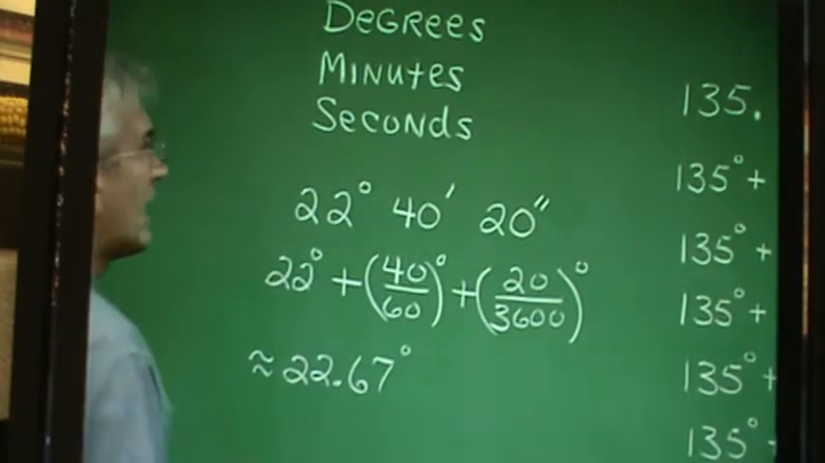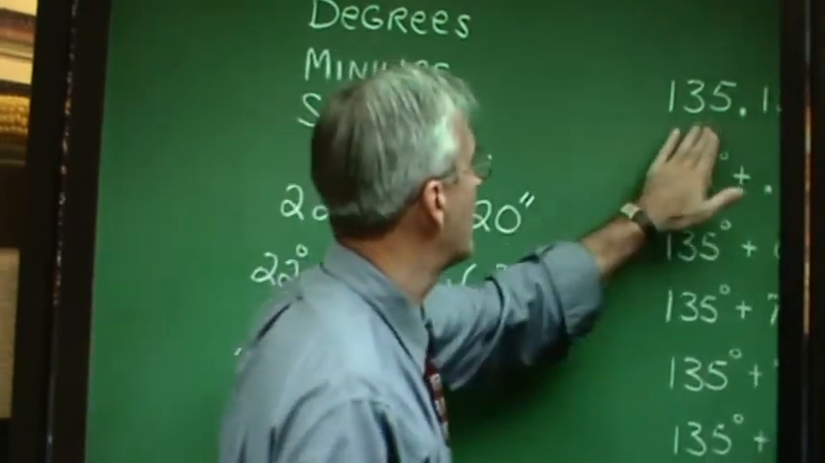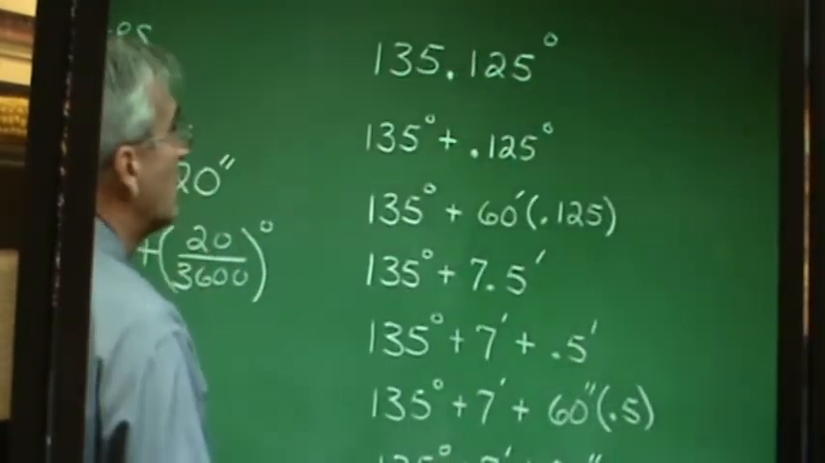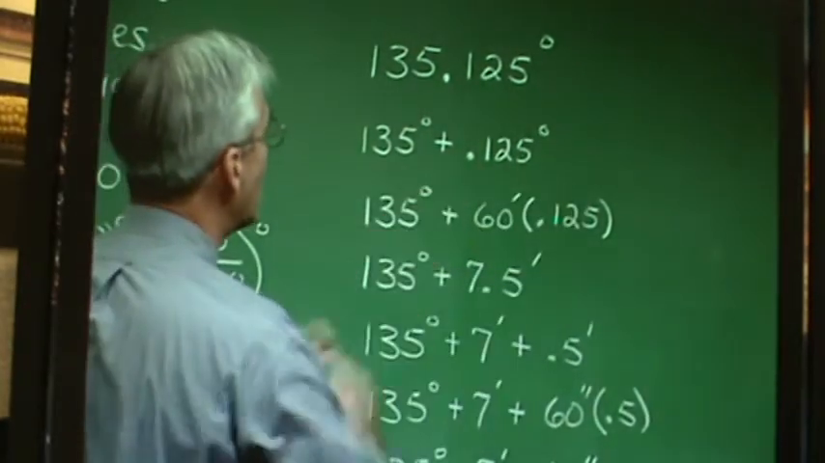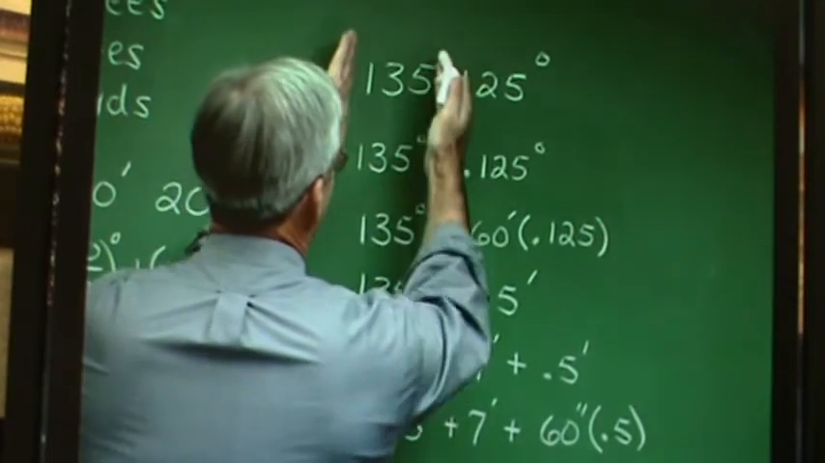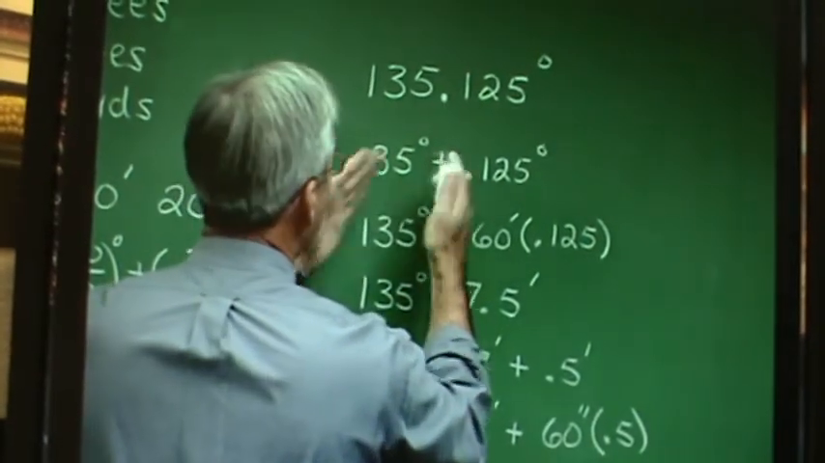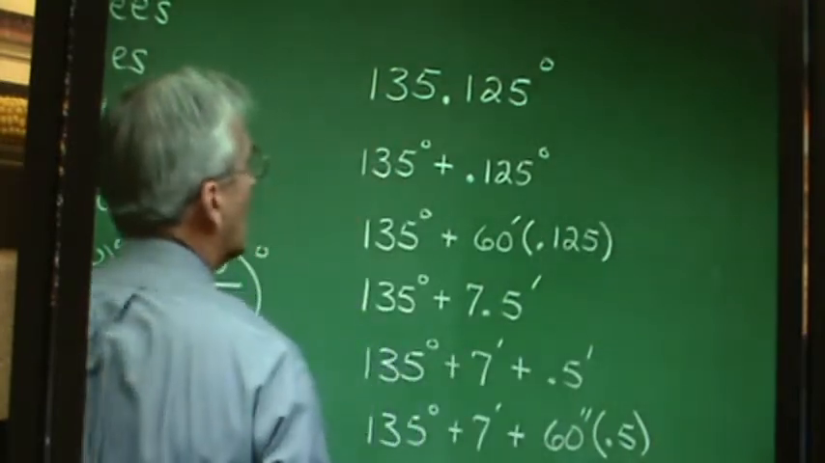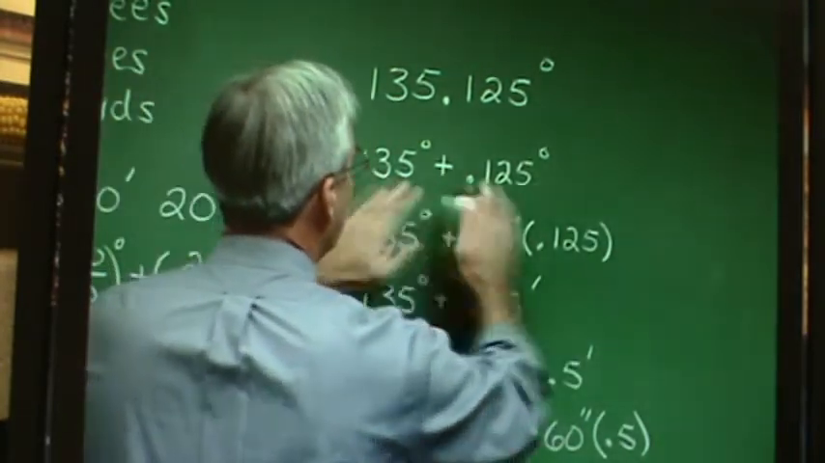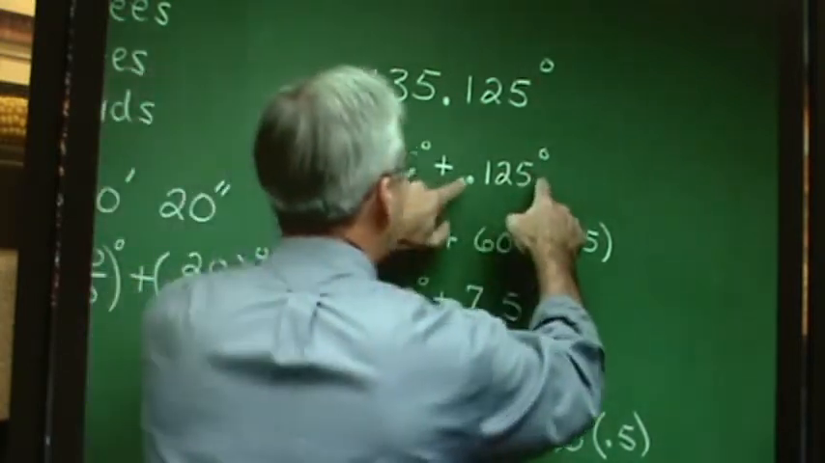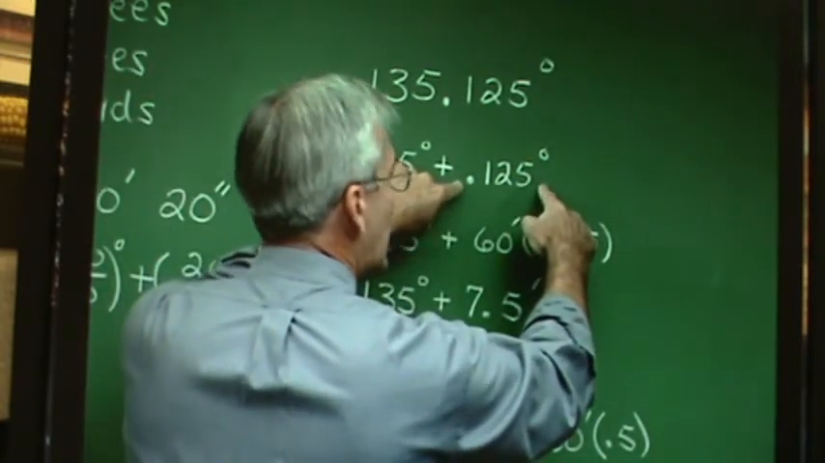Now let's go the other way. Suppose we have 135.125 degrees, and we want to change this into degrees, minutes, and seconds. Think about it first by taking the whole number part of the decimal and separating it from the fraction part. All right, so we have 135 degrees plus 0.125 degrees. But this 0.125 degrees can be thought of this way.